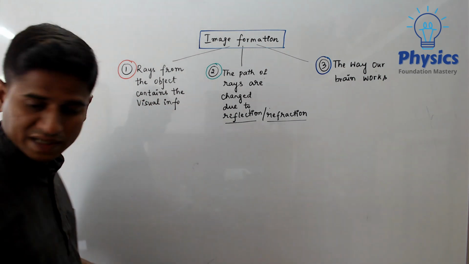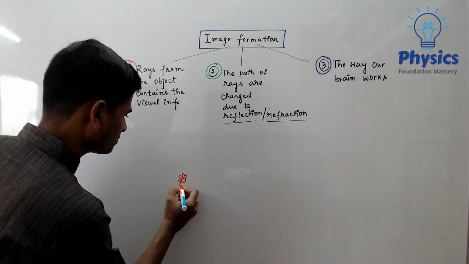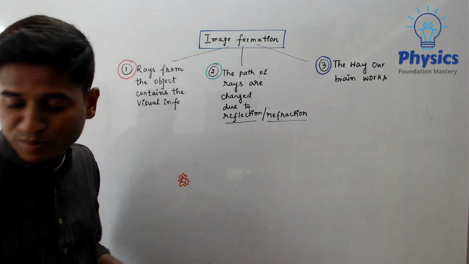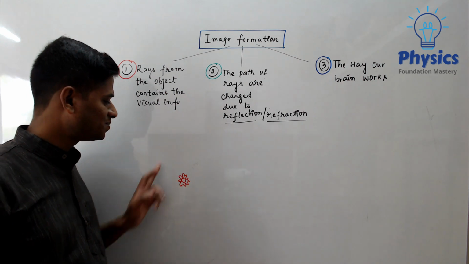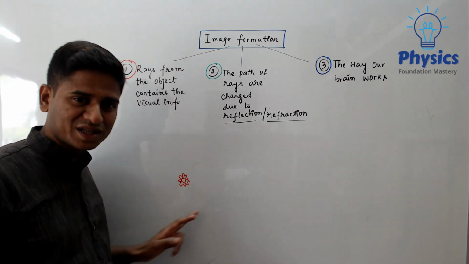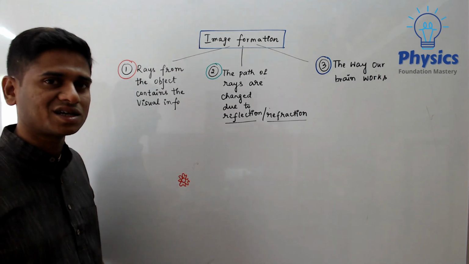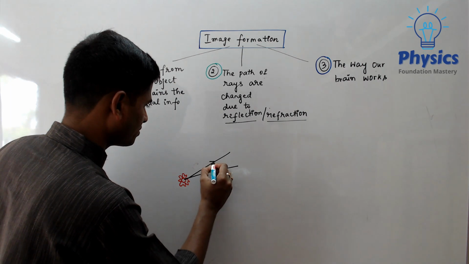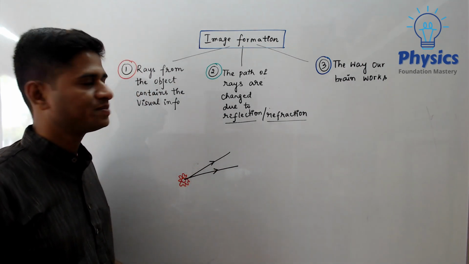For example, let us say you have a flower. The rays which are coming out from this object are very important because those rays give the entire visual information about the flower: the color, the size, the shape, etc. So these rays which are coming out from the object are very, very important.